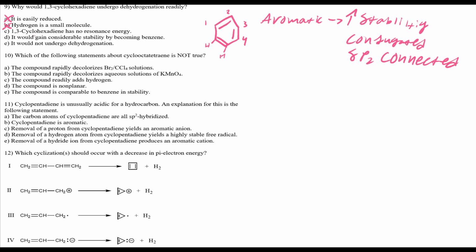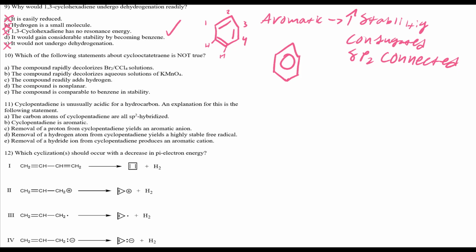1,3-cyclohexadiene has no resonance energy. It does, kind of, right? We can actually do some resonance with just the original compound, so that does make sense. It would gain considerable stability by becoming benzene. Yes, notice that we can actually do a whole resonance. If I wanted, I could do this, and that's the same compound. And since we can do a resonance, we could just do a circle in the middle. That just shows resonance. So yes, D would be the correct answer choice. And E, it would not undergo dehydrogenation. That's false. I just did it for you. It would do dehydrogenation.